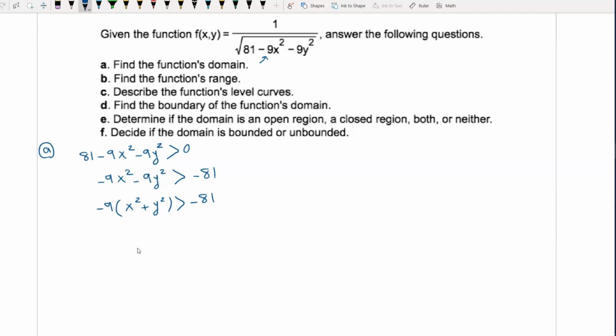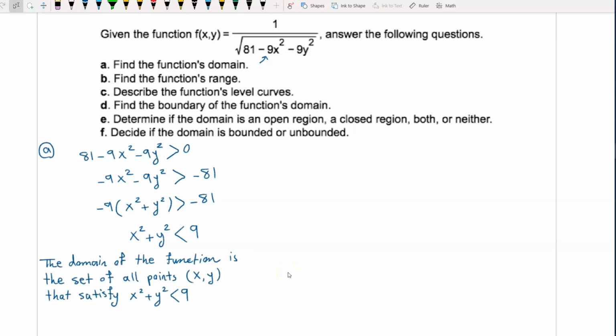Now factor out negative 9. So negative 9 multiplied by x squared plus y squared is greater than negative 81. So divide by negative 9, where we have x squared plus y squared less than 9. So we divide by a negative number, that's why we change the direction of the inequality. So the domain of the function is the set of all points x, y that satisfy x squared plus y squared less than 9. Part B, find the function's range.